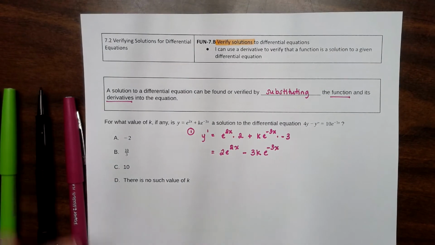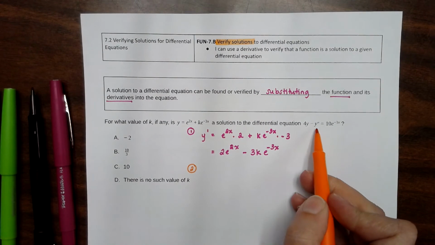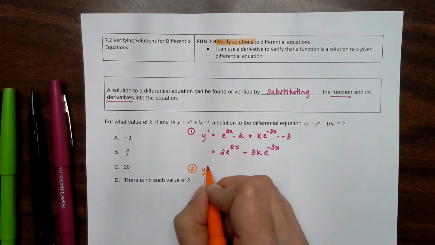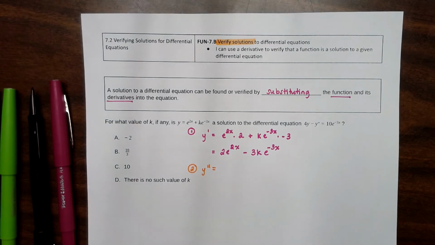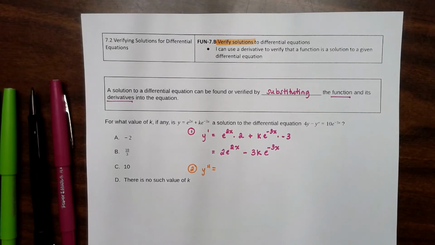After I've got my first derivative, I'm going to go ahead and find my second derivative, because that's what I'm going to need in order to perform this substitution into this equation. So the second derivative is going to be similar to how we did the first derivative, since we're working with the function e to the something, which means the derivative is itself.